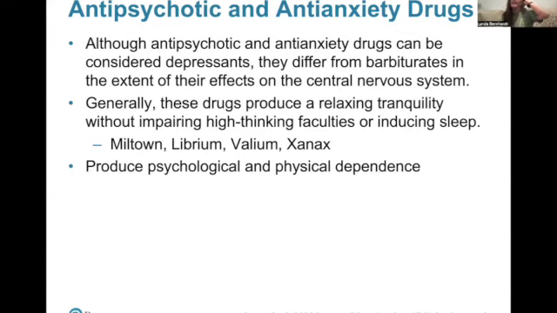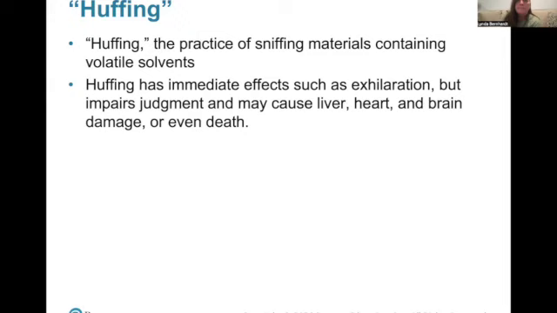Antipsychotic and anti-anxiety drugs. We've got a few of these. Valium and Xanax are also listed in there. There's quite a few. For these, there are a lot of times a very valid reason for somebody to have these, but they should be limited.